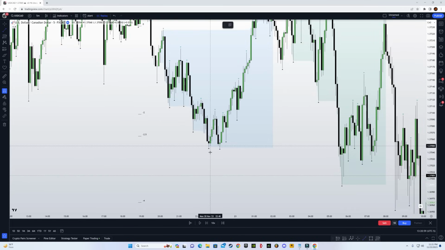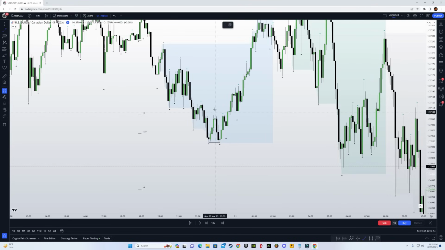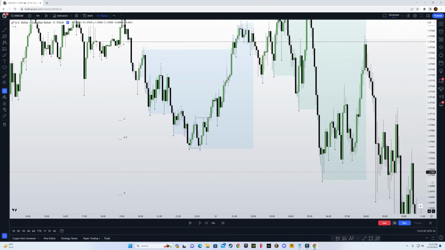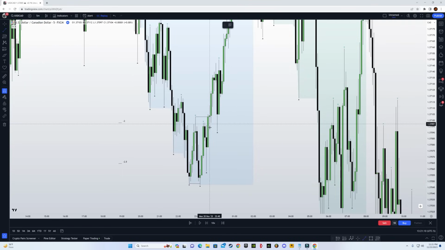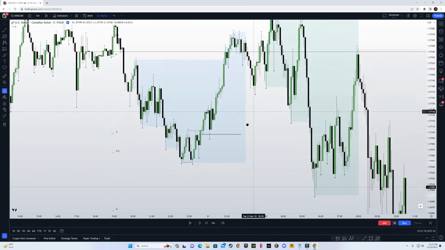Before the market structure shift, we had a small liquidity sweep, as you can see right there. And afterwards, we have a shift in the market structure. Now, if we look closely, what do we have? We have this fair value gap. We also have this order block here. So price respected both the fair value gap and the order block.